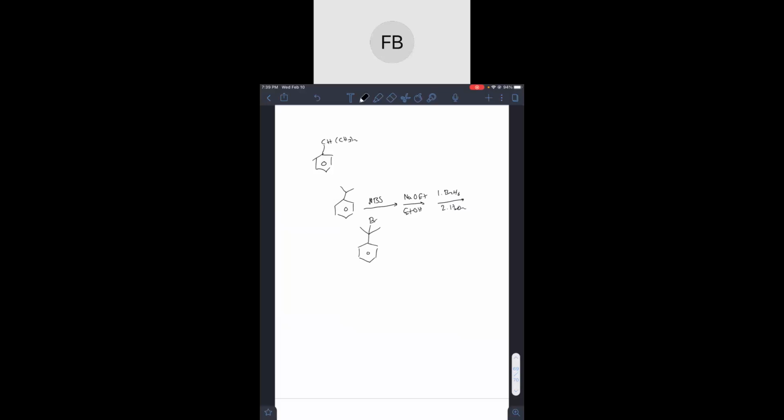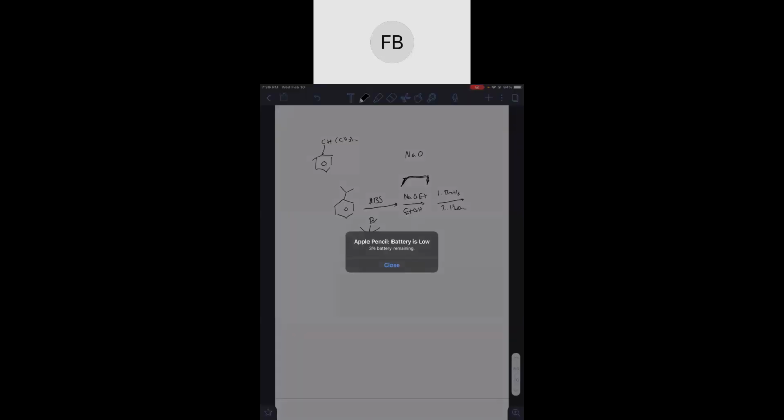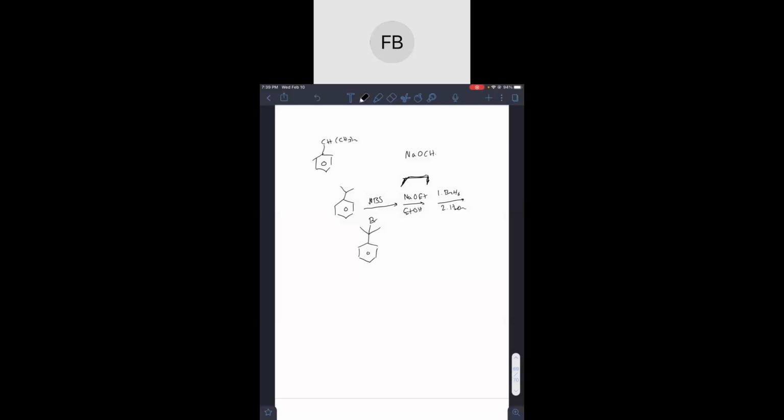Next, we're going to do NaOEt. So how do we decode this? Some of us might not know. Some of us might have a sense for what it is already, but what if you just didn't know? So what does Et stand for? Et stands for ethyl. So I could write this as NaOCH2CH3. This is your ethyl.